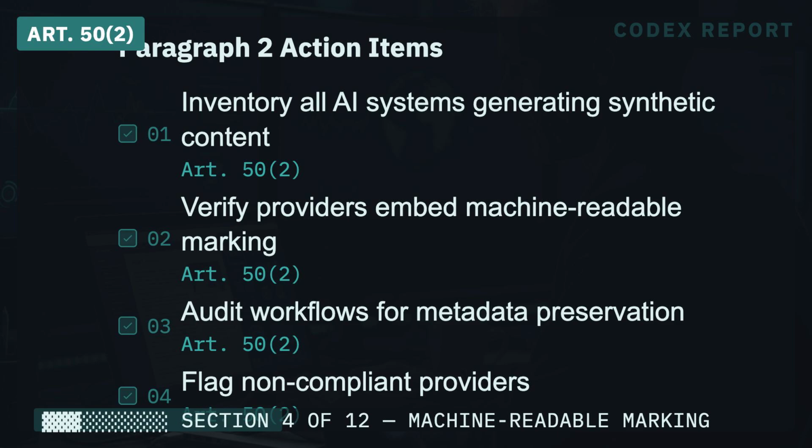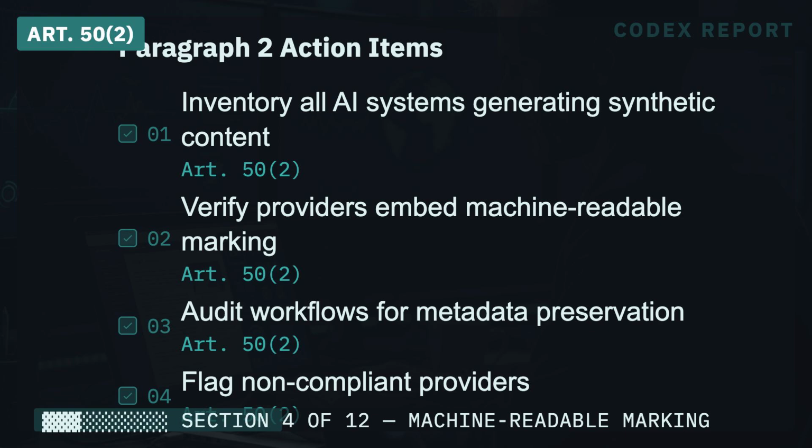But deployers have a critical related responsibility. Do not strip provenance metadata from AI-generated content. If your provider has embedded C2PA manifests, watermarks, or other machine-readable signals in the content you receive, and your post-production workflow removes them, you have undermined the marking that paragraph 2 requires. While the formal obligation is on the provider, a deployer who knowingly degrades provenance signals faces enforcement risk and, at minimum, a failure of the cooperative compliance framework the regulation envisions.